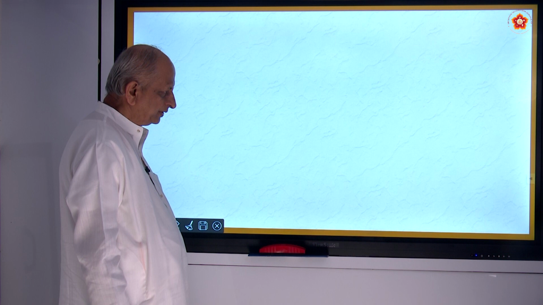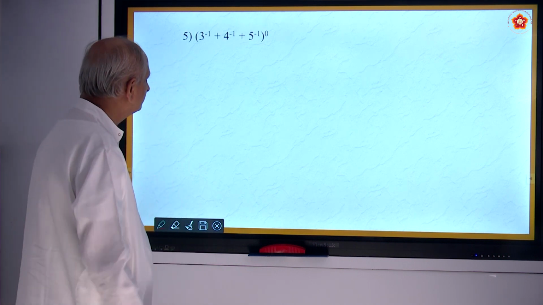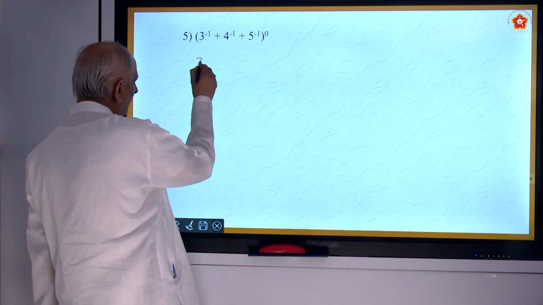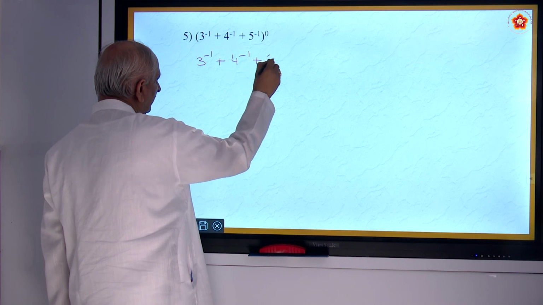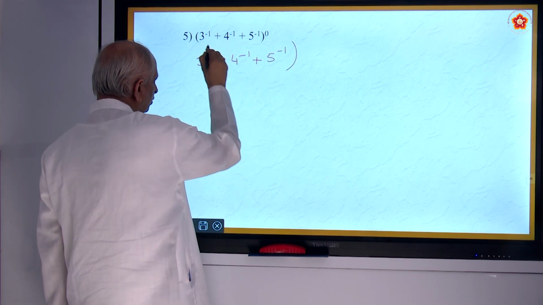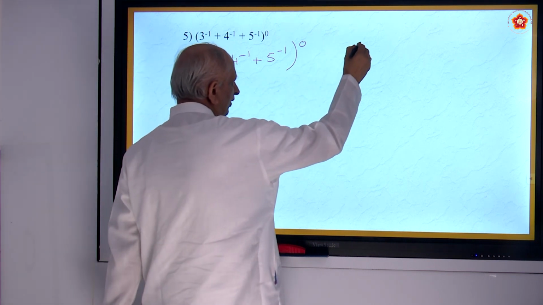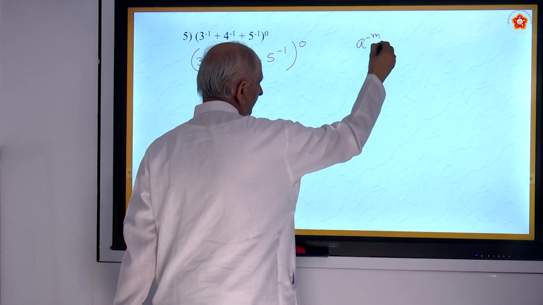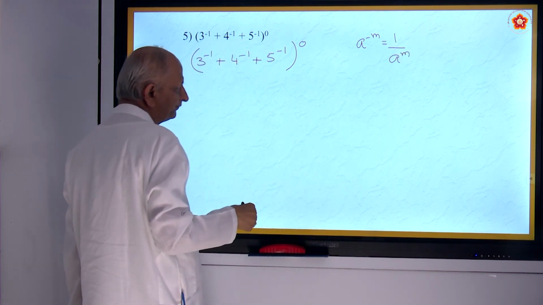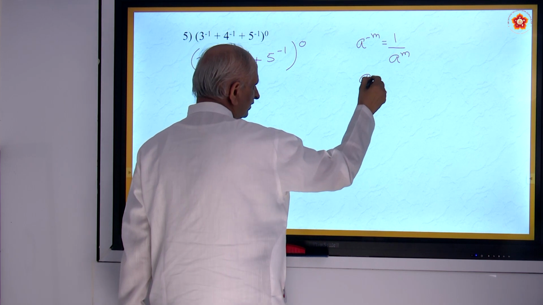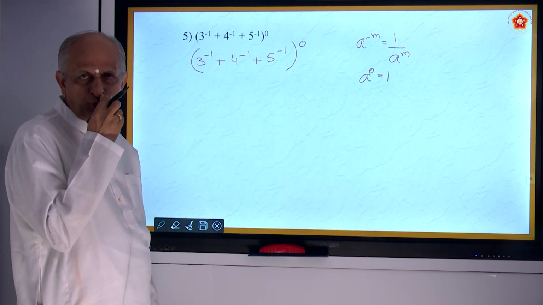Okay. Next you will have one more problem. Very simple. 3 to the power of minus 1, plus 4 to the power of minus 1, plus 5 to the power of minus 1, all to the power of 0. Here you must know one more formula. a to the power of minus m equals 1 by a to the power of m is the one law. The second one is a to the power of 0 is equal to 1. Anything to the power of 0 is equal to 1.